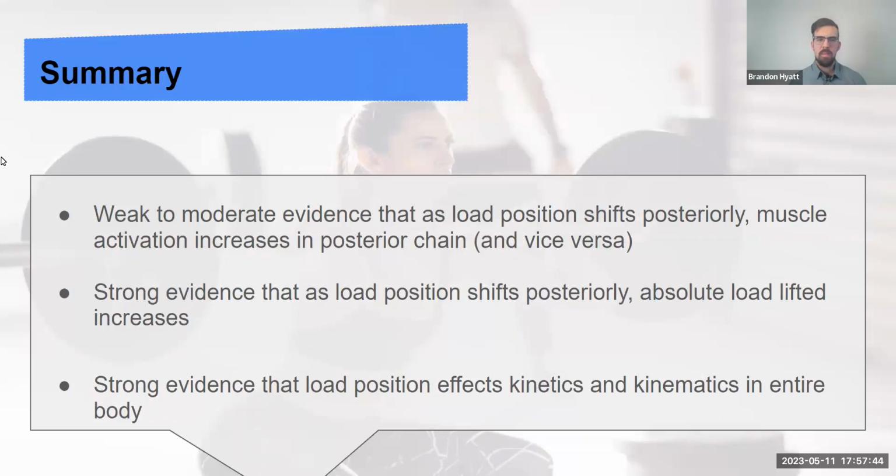And there is weak to moderate evidence that as the load shifts more posteriorly, muscle activation also increases in the posterior chain, and vice versa. As it shifts more forward, there's some weak to moderate evidence that we get more muscle activation in the front. There is strong evidence that as the load position shifts posteriorly, absolute load lifted increases. There's strong evidence also that the load position affects the kinetics and kinematics in the entire body.